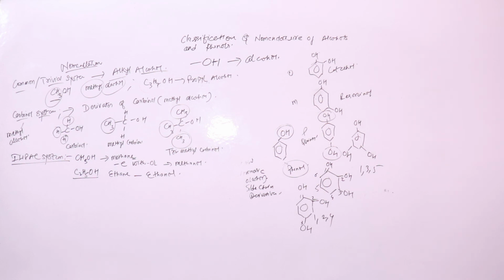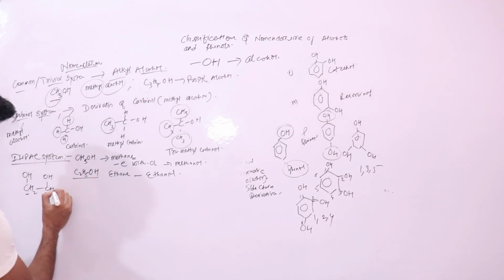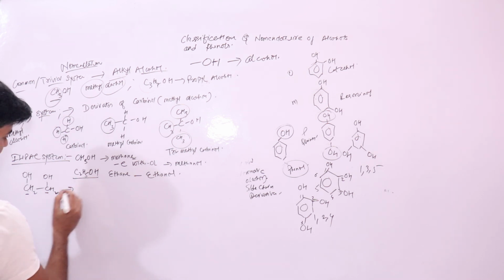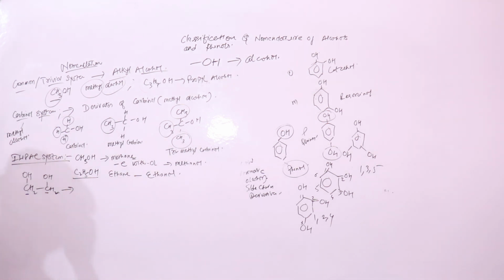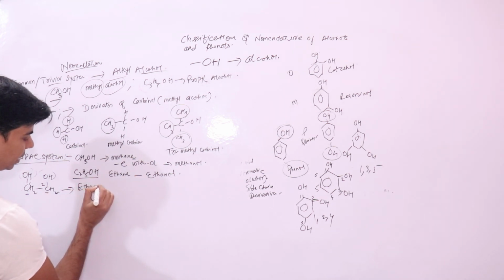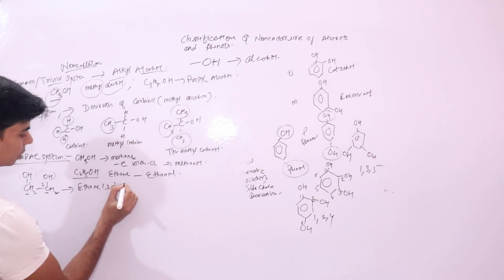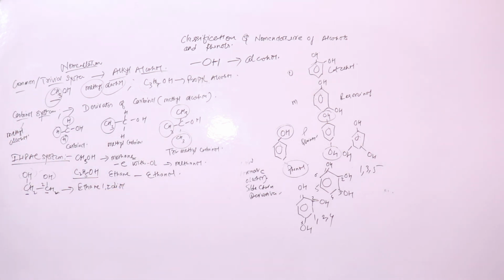This is how you will name it as per the IUPAC naming system. Suppose you have this dihydric alcohol, the one that we studied sometime back when we were studying classification. How will you name it? This is derived from ethane, so we will keep ethane. Since these OH groups are on different carbon atoms, 1 and 2, in the IUPAC system we name it ethane-1,2-diol.